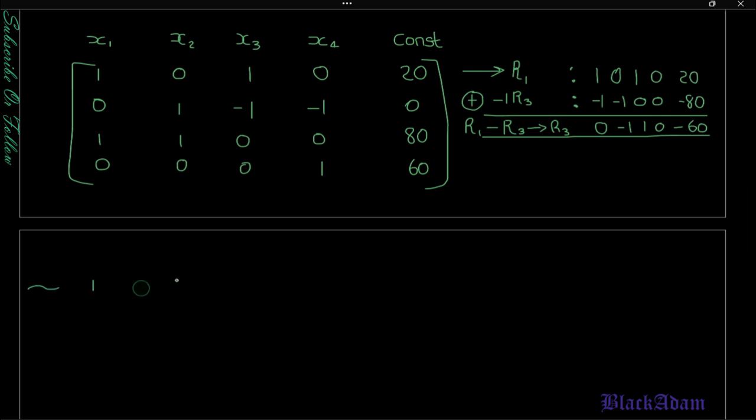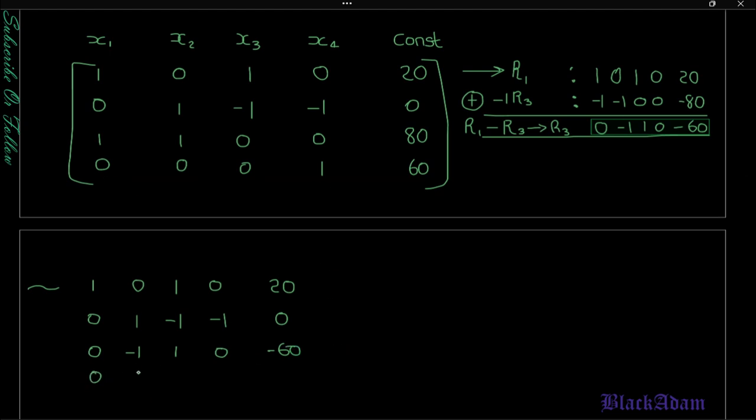So row 1 we write as it is, 1 0 1 0 20, and then row 2 as it is, which is 0 1 -1 -1 0, and then row 3 there. Remember the change with row 3 is 0 -1 1 0 and -60.